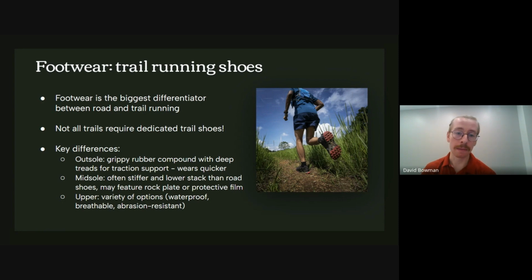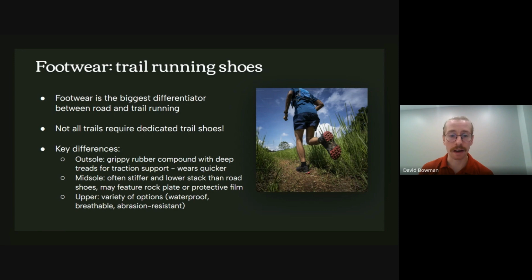The midsole of the shoe is often stiffer and has lower stack compared to a road shoe. And what I mean by stack is basically the height that your foot is from the ground. So a higher stack shoe is almost like running a tiny bit on stilts. And the idea behind having a lower stack is that you're less likely to tilt side to side on uneven terrain in a trail shoe. You might also have in the midsole of the trail shoe a rock plate or a protective film so that if you step on, say, a rough surface or a sharp rock underneath, it's not going to penetrate the shoe and hit your foot.